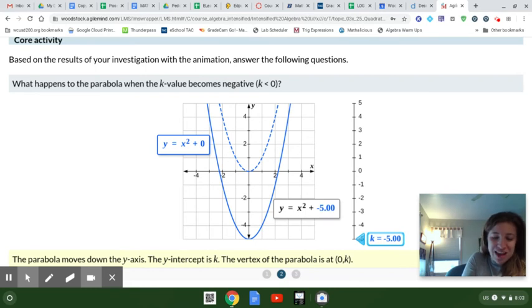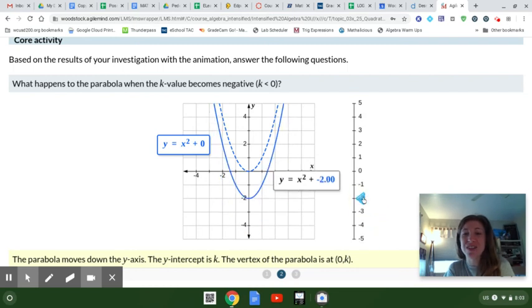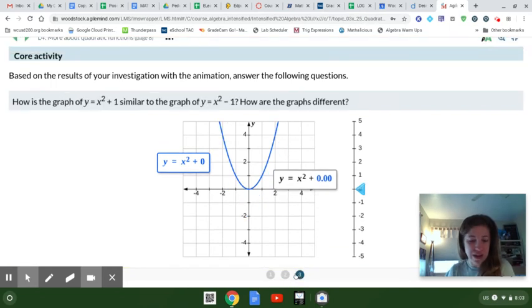Or we could say that the vertex, now actually this is the exact same summary as 7a, the vertex is at that point 0, k still. So if my k value becomes negative 5, my vertex is at 0, negative 5. If my parabola is at 0 and shifts down 2, I subtract 2. Remember, adding a negative is the same thing as subtracting. Then my vertex is at 0, negative 2. We're going to move on to 7c.